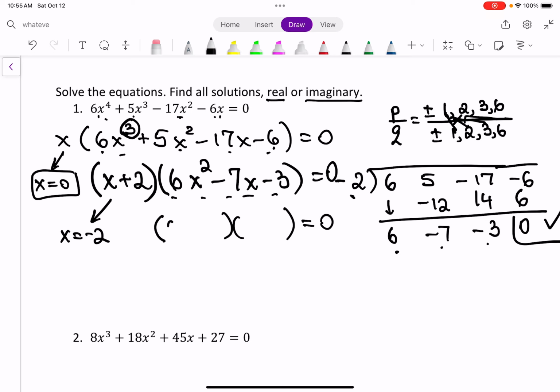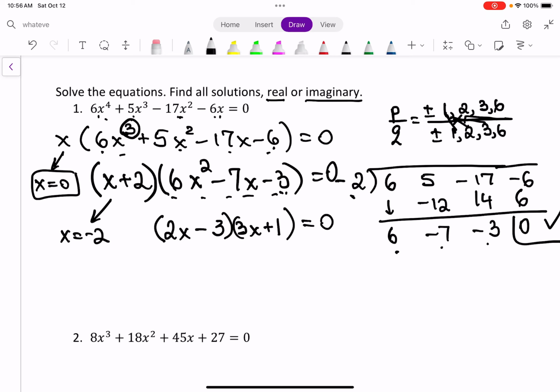So numbers that multiply to 6 are 2 and 3. Numbers that multiply to 3 are 3 and 1. So remember, never pair up in a parentheses numbers with common factors, because that means there would have been a greatest common factor to begin with. Then I'll put a minus here and a plus here. So I'll get -9 plus 2, which is the -7 in the middle, so it's factored correctly.